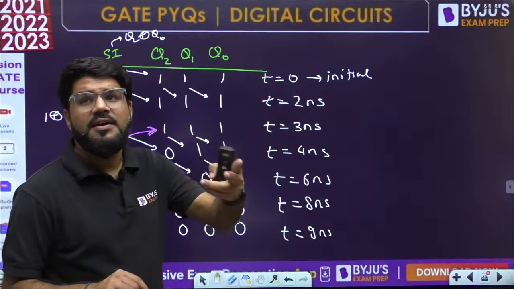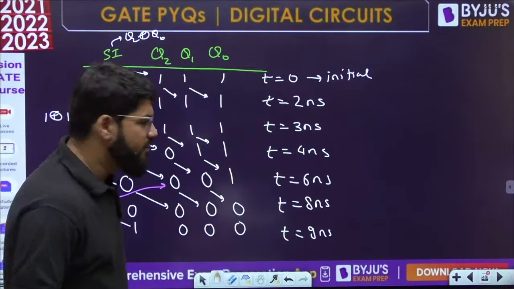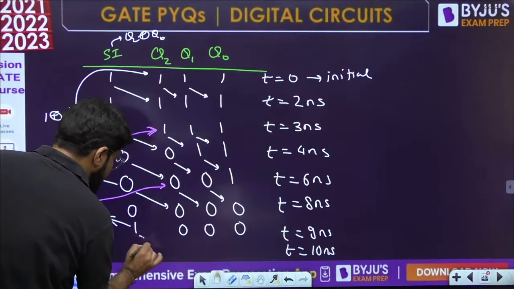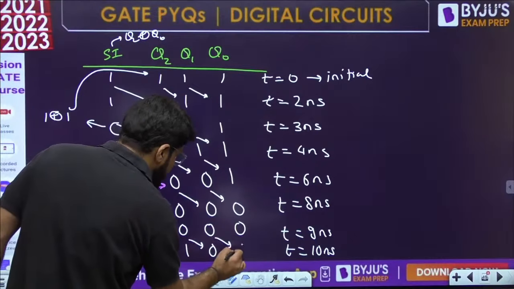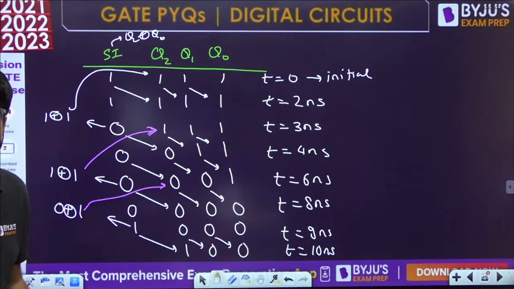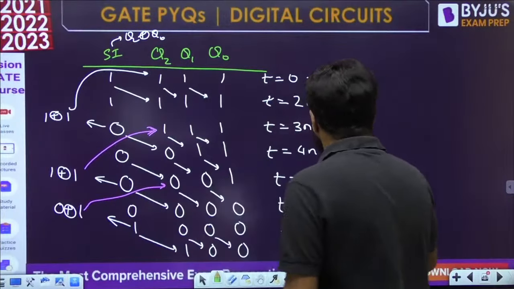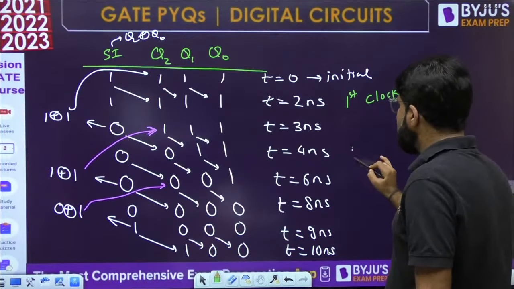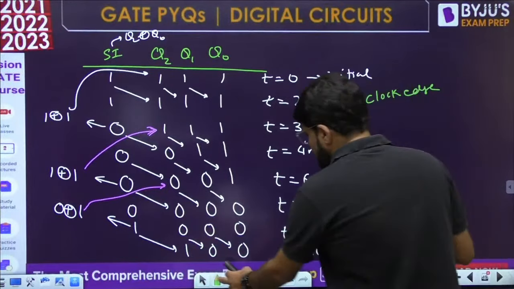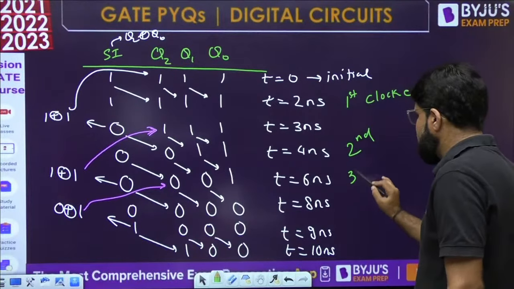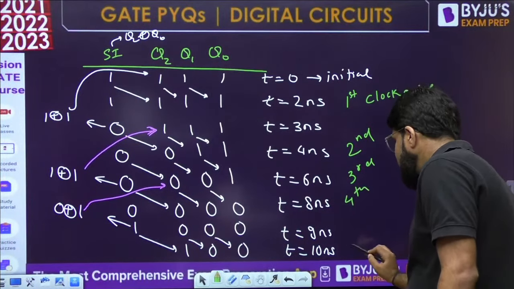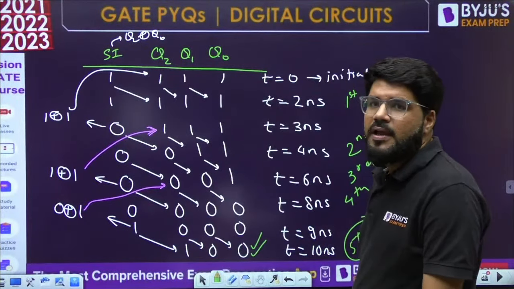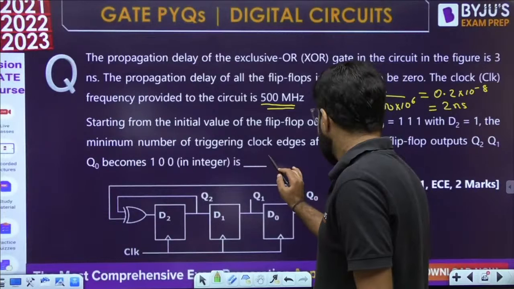The shift register will update at 10 now, only at even intervals. So now I will take T equal to 10 nanoseconds. The shift register will update. This will not update 1, this will be 0, this will be 0, and I have got 100. I need to stop at 100. So how many clock edges have been required? At every 2 nanoseconds I have the clock edges. First clock edge, 4 nanoseconds is the second, 6 nanoseconds is the 3rd, 8 nanoseconds is the 4th, 10 nanoseconds is the 5th. That is your answer. 100 has been obtained after 5 clock pulses.